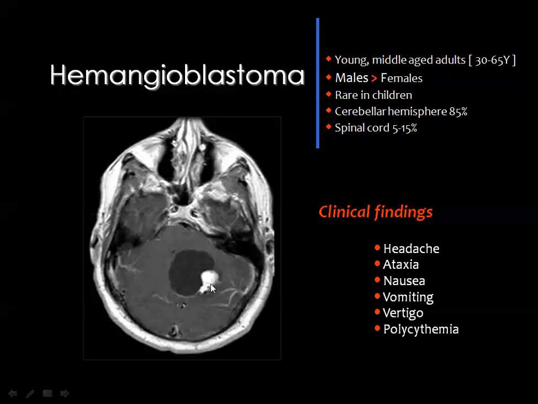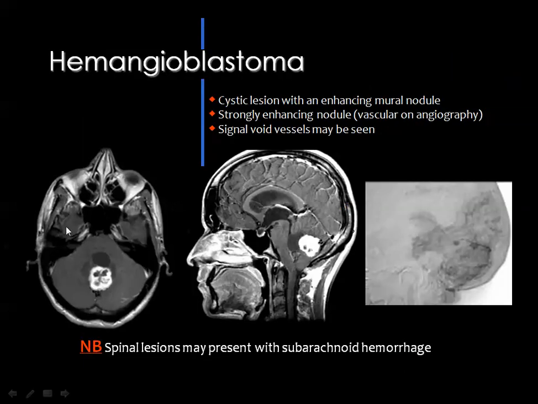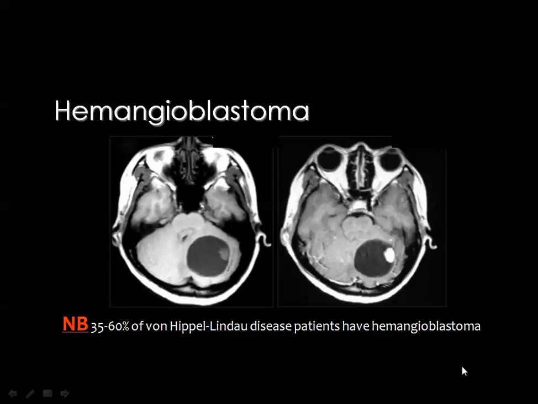Then here you see a cyst with an enhancing mural nodule. This is the cyst, and this is the mural nodule, which is enhancing. And this is the sagittal T1 post contrast, and this is an angiogram. In the angiogram, you can see this tumor blush corresponding to the nodule, indicating that this nodule is hypervascular. Then you can diagnose the hemangioblastoma. About 35 to 60% of patients having von Hippel-Lindau disease will have this hemangioblastoma.